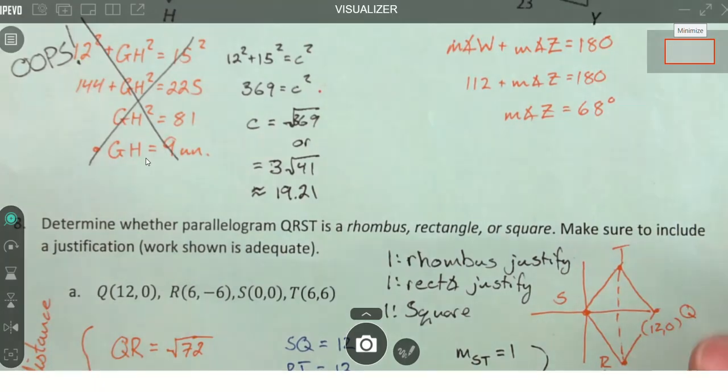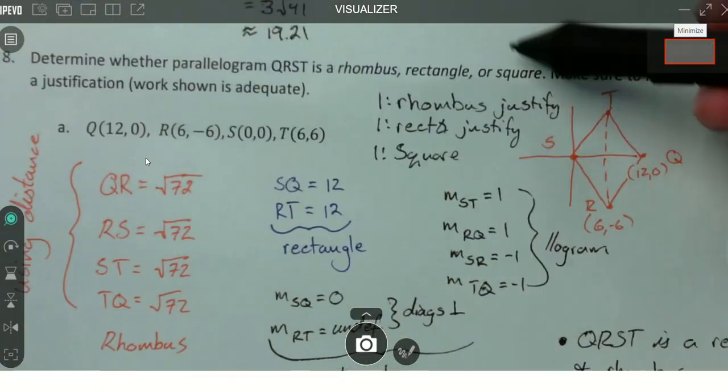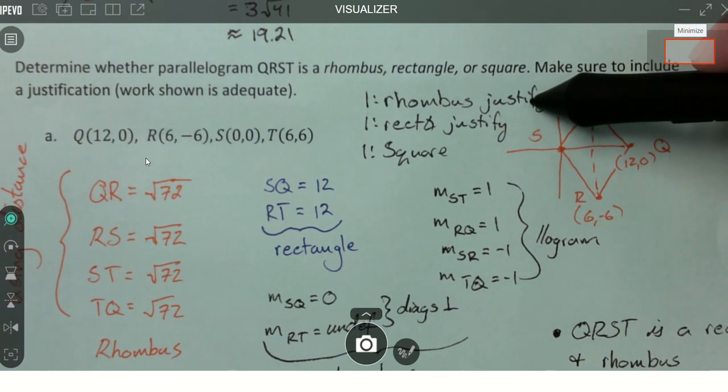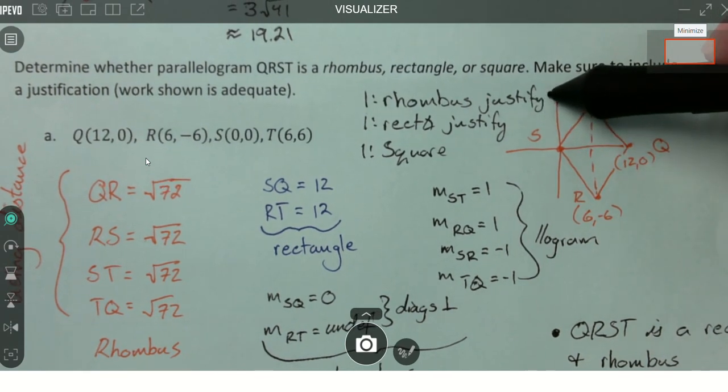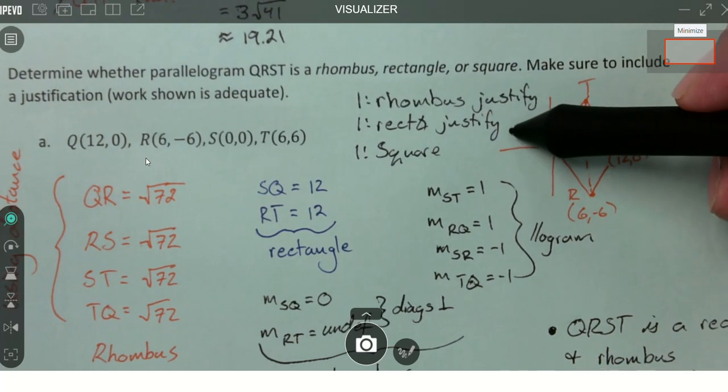Most people elected to, and that's fine. I need to see some of this. I need somewhere to see something done that you've checked and confirmed it's a rhombus. If you've done that, it's a point. I need some way to see that you've checked and confirmed it's a rectangle. If you did this, it's your second point.